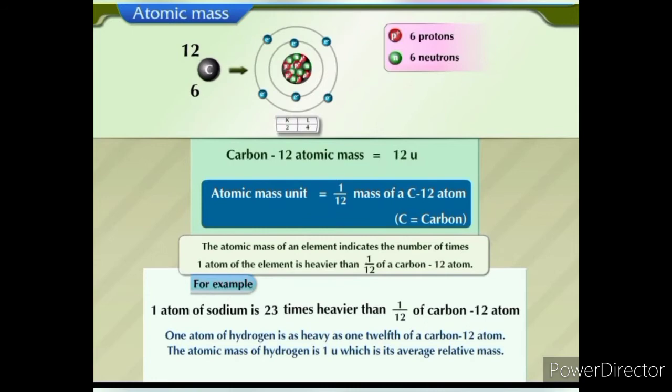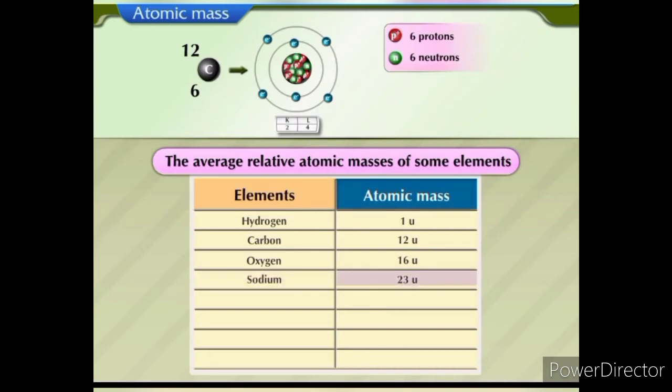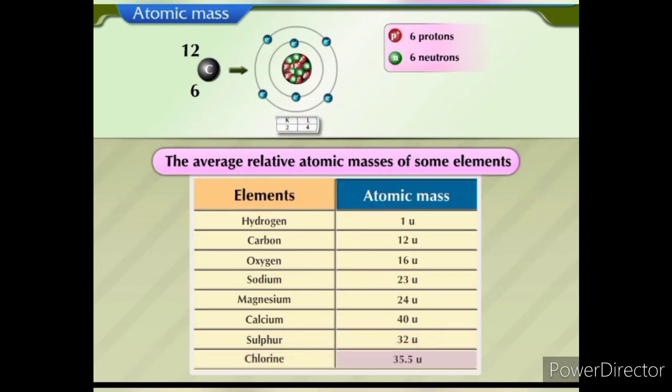1 atom of hydrogen is as heavy as 1/12 of a carbon-12 atom. Thus, the atomic mass of hydrogen is 1 unit, which is its average relative mass. Let us discuss the average relative atomic masses of some elements. Hydrogen is 1 unit. Carbon is 12 units. Oxygen is 16 units. Sodium is 23 units. Magnesium is 24 units. Calcium is 40 units. Sulfur is 32 units and chlorine is 35.5 units.